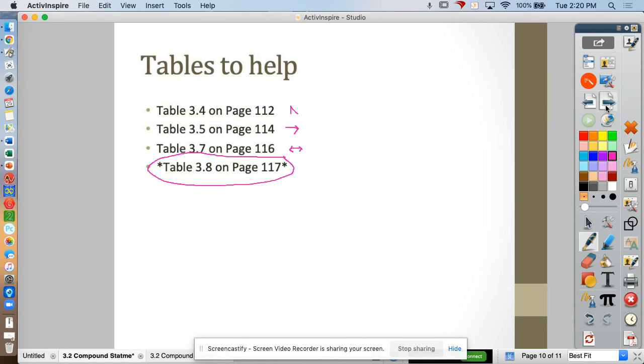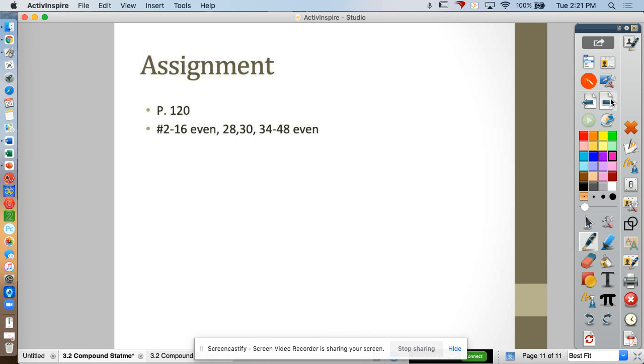All right, so if you need to look at the book there, we're going to stop in the lesson and I'm going to give you some problems in the back, and then tomorrow or the next day, the next lesson will be the second part of section 3.2. So here are your problems, page 120. You're going to do 2 through 16 even, 28, 30, and then 34 through 48 even. And I'll see you back for the next lesson.